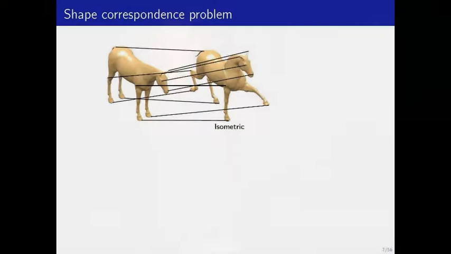So as a prototype application, I will consider the problem of shape correspondence. This is a very easy setting, well, in some cases it might be easy. Let's say you have two different poses of a shape and you want to find correspondence between either a sparse or better dense set of points on these shapes. You can see an example of correspondence between two different poses of the horse.